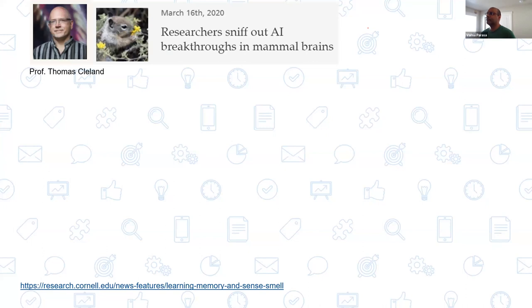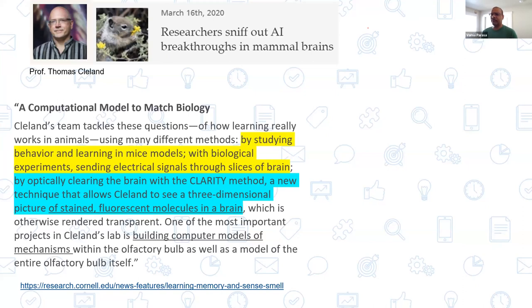This was because of a lot of bottom-up research from Professor Thomas Cleland in his research lab, where they studied the neurobiology and created a high-level computational mathematical model of what they studied after decades of research. They used all sorts of things, biological experiments, sending electrical signals through mice, studying the molecular three-dimensional fluorescent molecules in the brain, and a whole lot of things. And they built a high-level computer model of what the olfactory bulb in the brain could be doing.